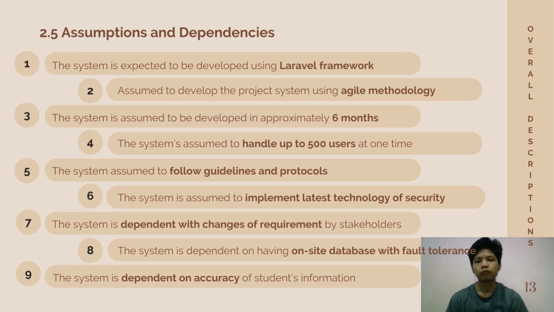Okay, last is 2.5, which is the assumptions and dependencies. So there are 9 assumptions and dependencies that we have found for the IIUM transfer credit management system. The first one is the system is to be developed using the Laravel framework. The second is the system is to be developed using the agile methodology. Third is the system is going to be developed in 6 months. Fourth is the system can handle up to 5,000 users at one time.